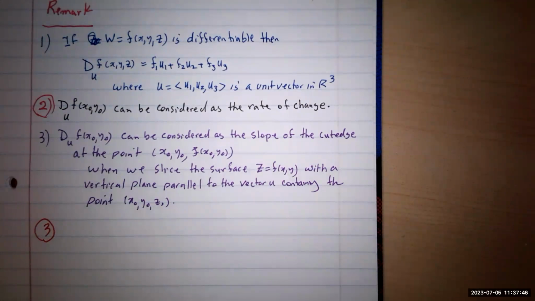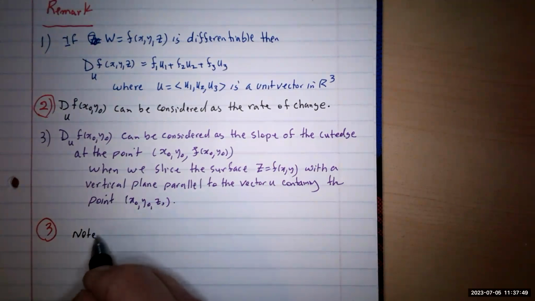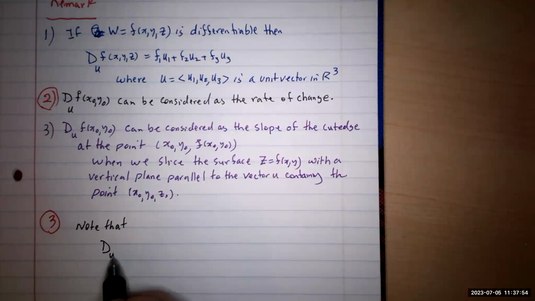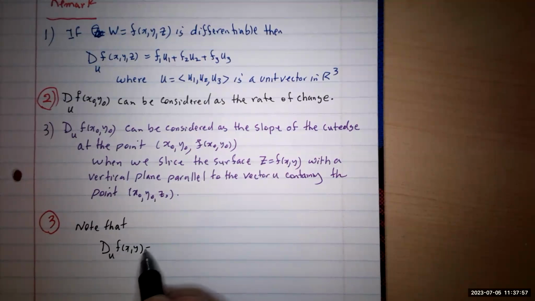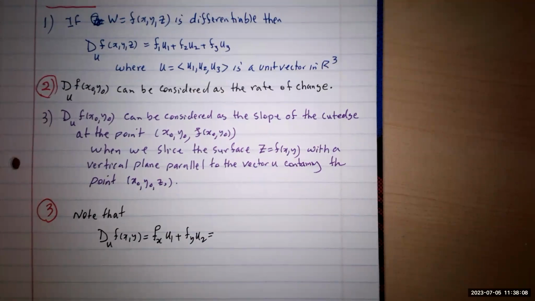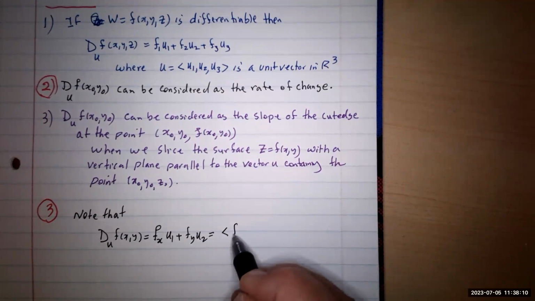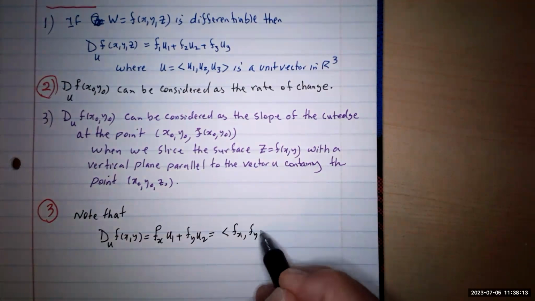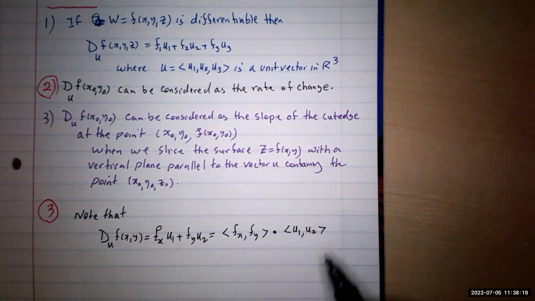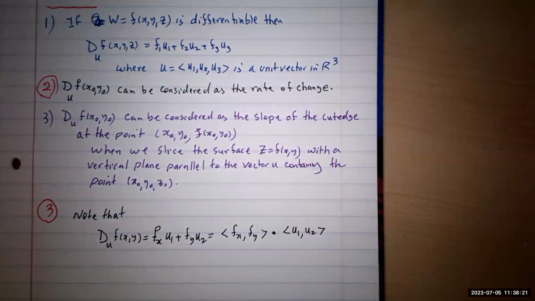Look at the formula again. Note that it depends on what type of function we have. The directional derivative of a function of two variables is going to be the partial derivative with respect to x times u1 plus the partial derivative with respect to y times u2. You can write this as a dot product of two vectors: the first vector is f sub x, f sub y, dotted with u1, u2. If you take the dot product, you get the same thing as here.